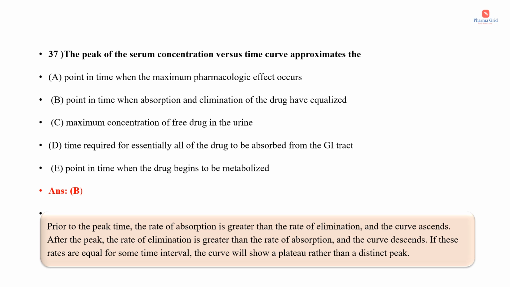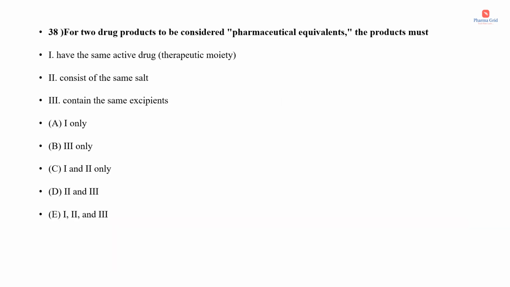Prior to the peak time, the rate of absorption is greater than the rate of elimination and the curve ascends. After the peak, the rate of elimination is greater than the rate of absorption and the curve descends. Descends means decreases. If these rates are equal for some time interval, the curve will show a plateau rather than a distinct peak. Okay, so at this peak, the absorption and elimination of the drug will be equalized.